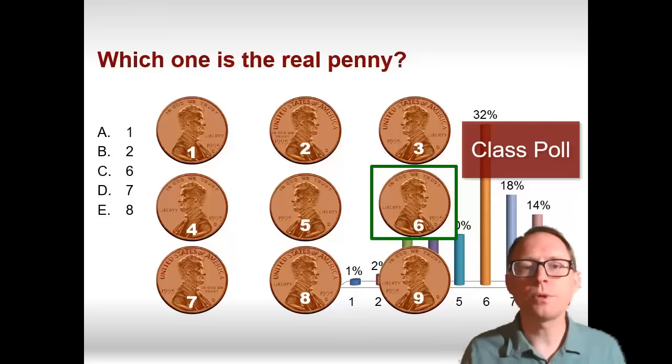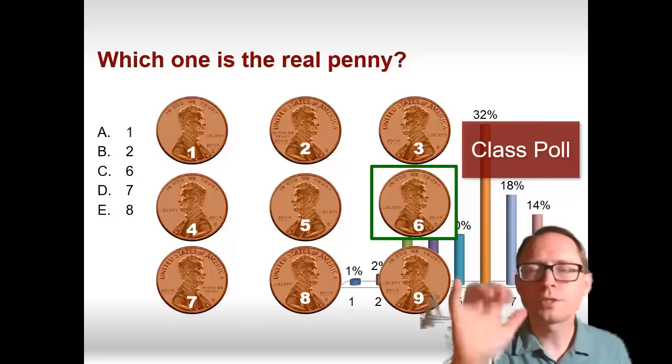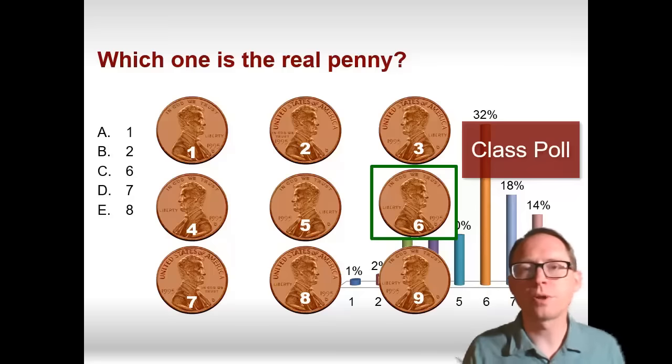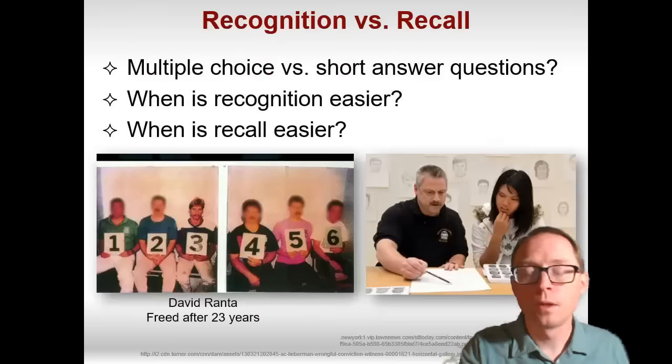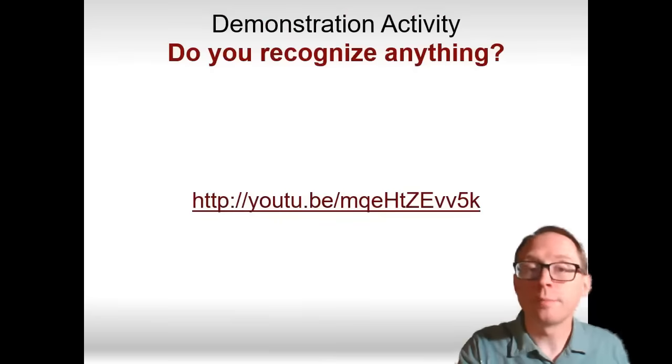Our memory, we don't have videotapes. We don't have a list of files of pictures that we go through and compare. Instead, what we do is we recreate the memory based off of the information that we have and the information that we can recall. Let me give you some examples.